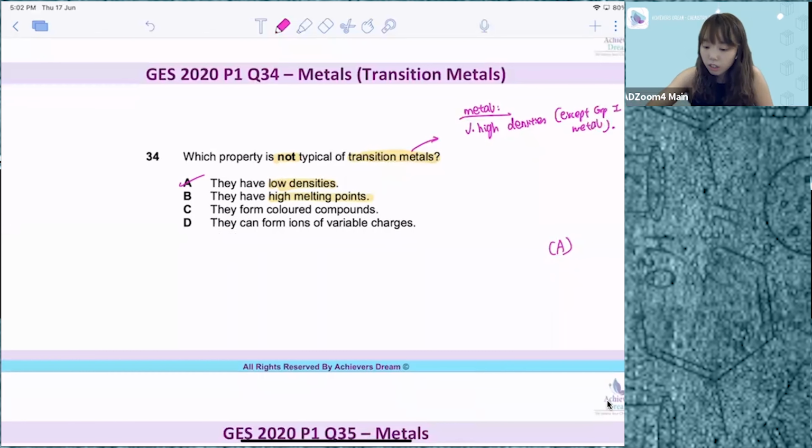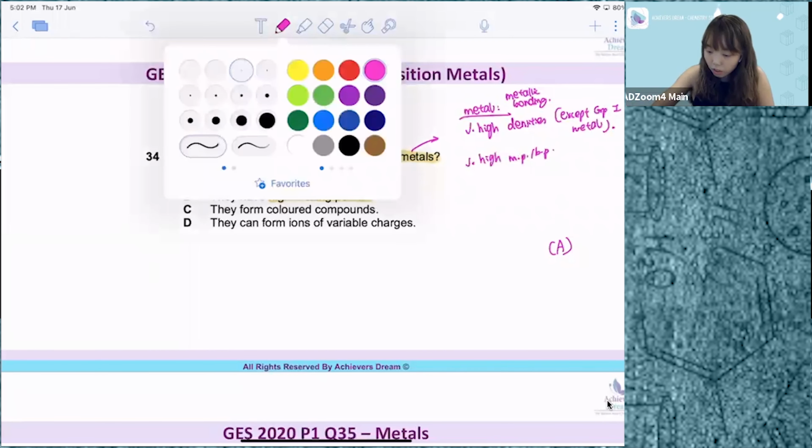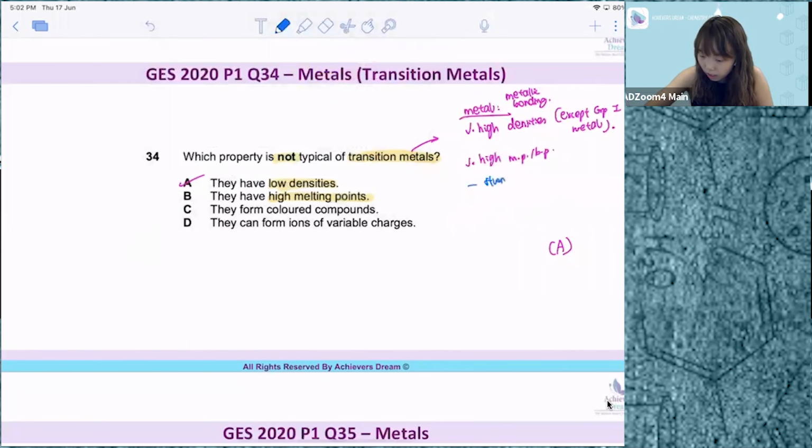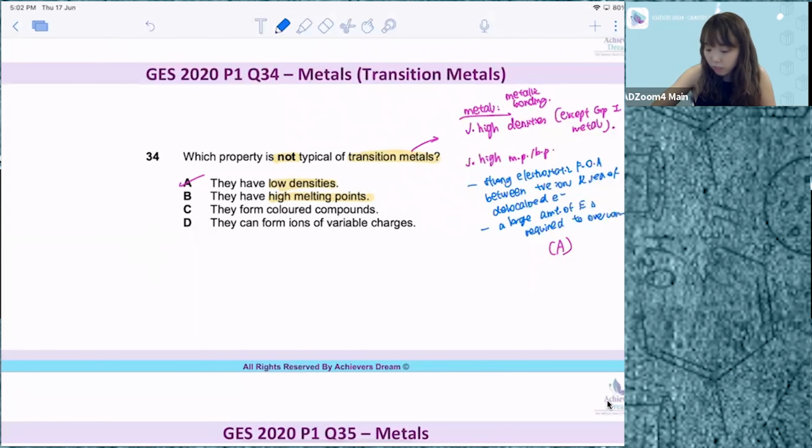For metals, this one is linked to chemical bonding. The type of bonding present is metallic bonding. And metals have a high melting and boiling point. Why? It is because of the strong electrostatic forces of attraction between the positive ions and the sea of delocalized electrons, which means that a large amount of energy is required to overcome the forces of attraction.